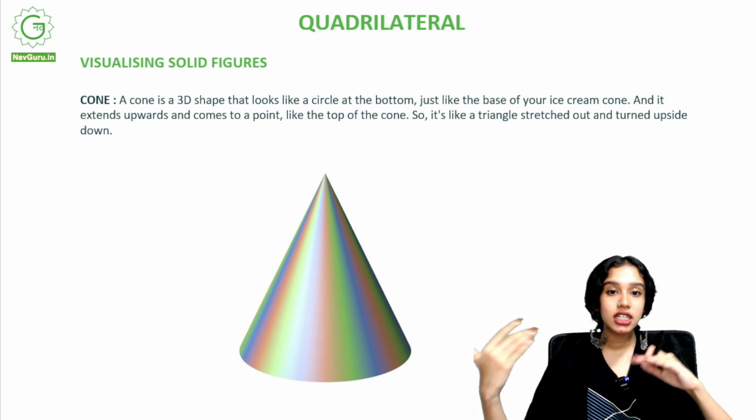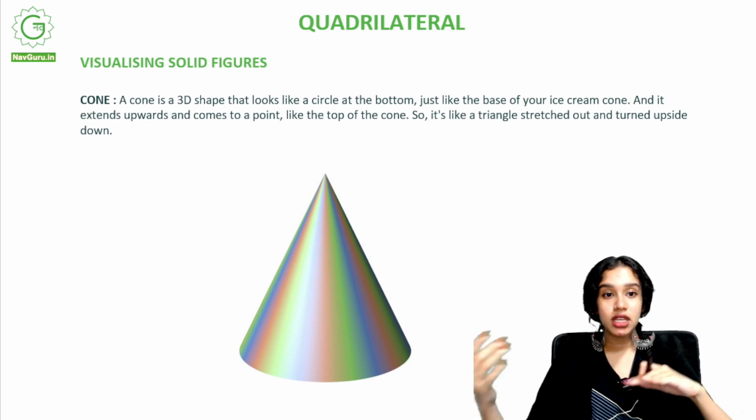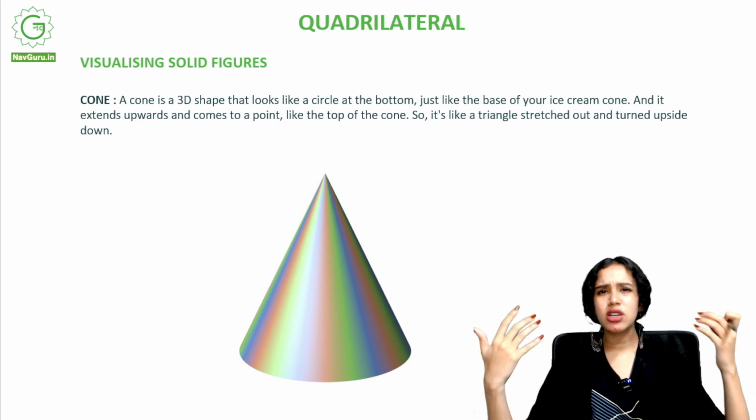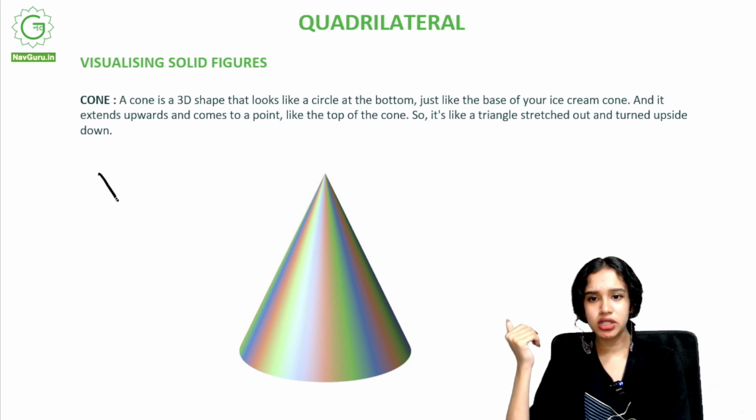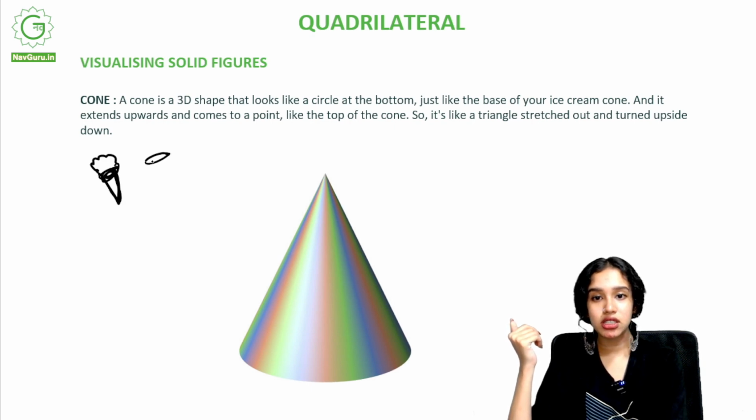A cone is a 3D shape that looks like a circle at the bottom. It's just like the base of your ice cream cone. We all have seen ice cream cones, right? It just looks like this. Now, this is a cone. This shape here is a cone.